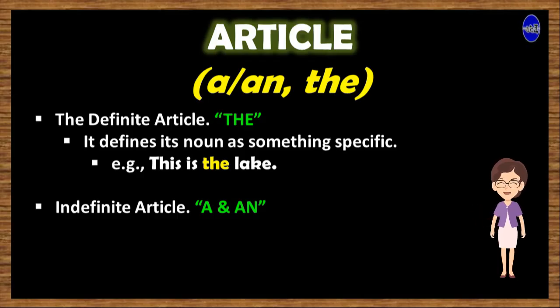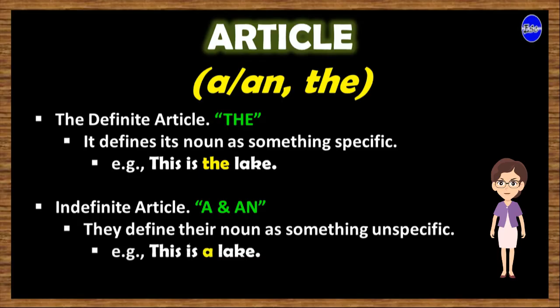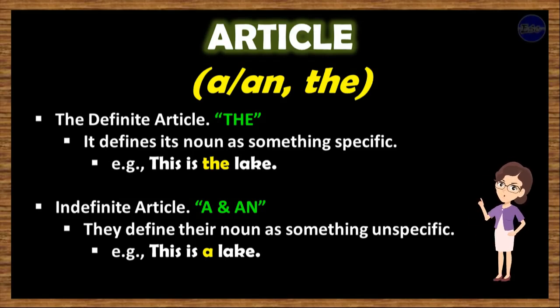The indefinite article, a and an. While a and an are called the indefinite articles, they define a noun as something unspecific. That is, something generic or something mentioned for the first time. For example, this is a lake. It means this is a previously unspecified lake.